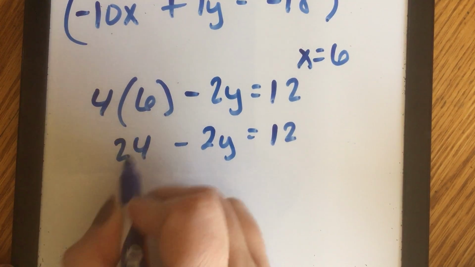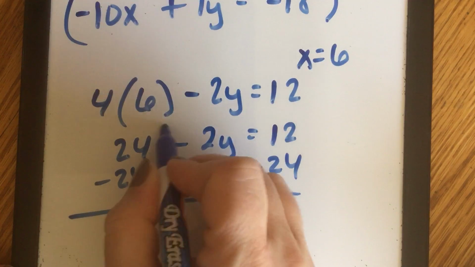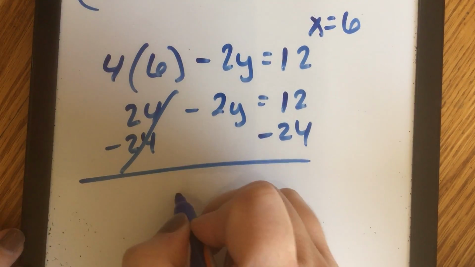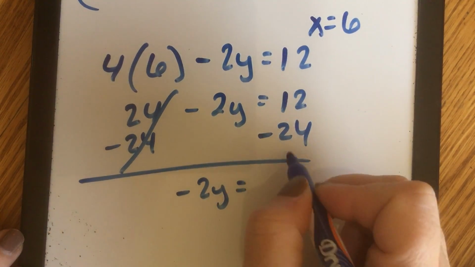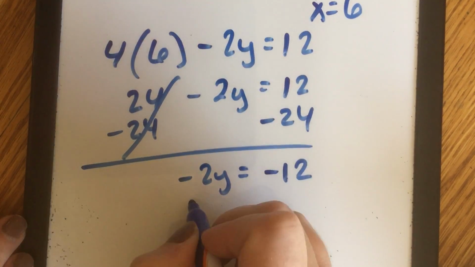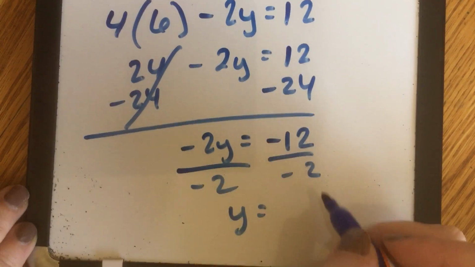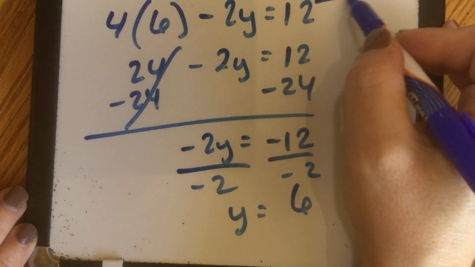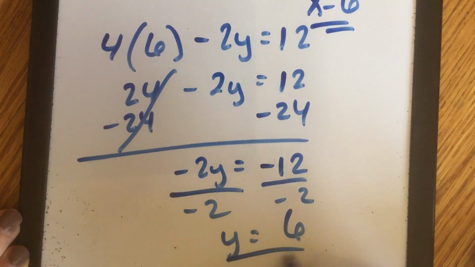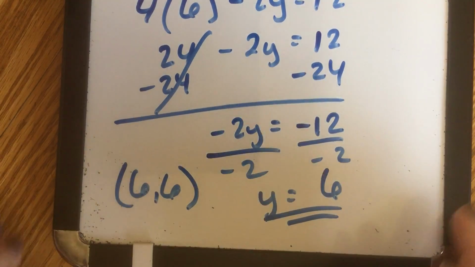So now this 24 is positive, so I need to subtract 24 from both sides. And that leaves a negative there, so I need to bring that down as negative 2y. And 12 minus 24 is negative 12. Divide both sides by negative 2, and you get y equals positive 6. So I got x equals 6, and I got y equals 6. So that means my answer is the ordered pair 6, 6.